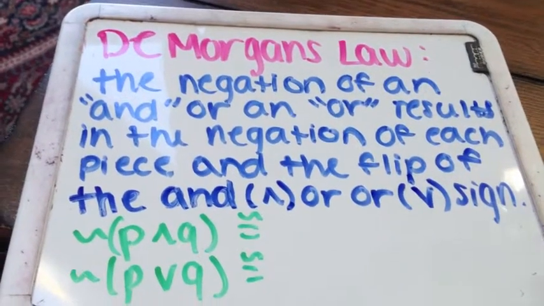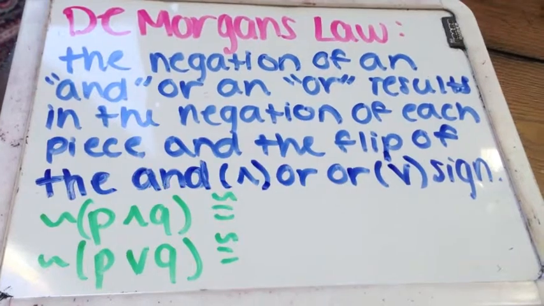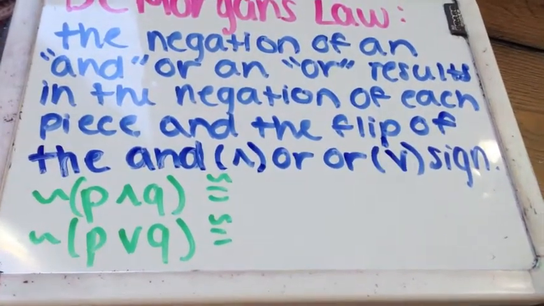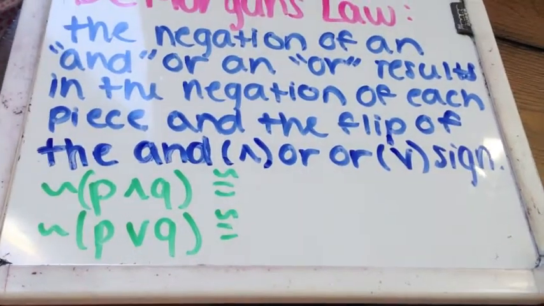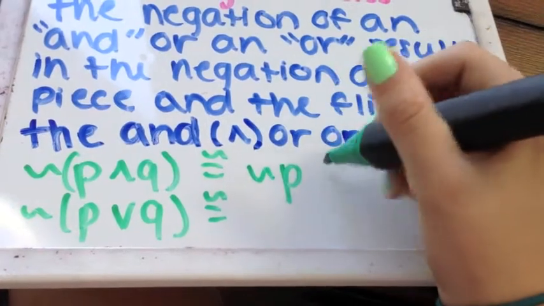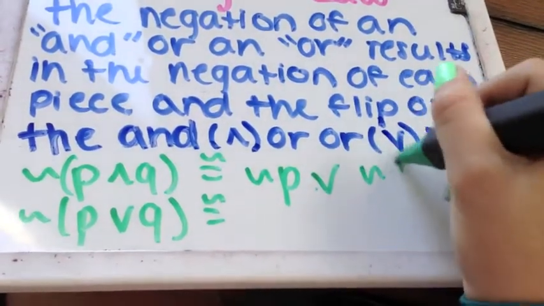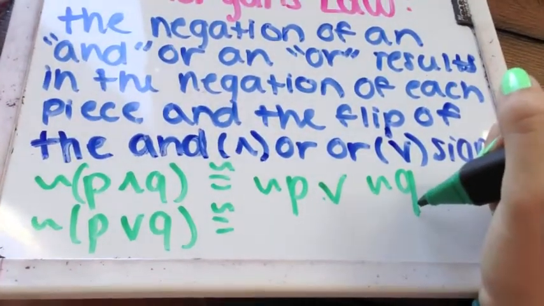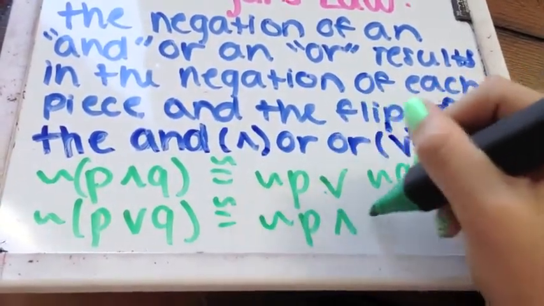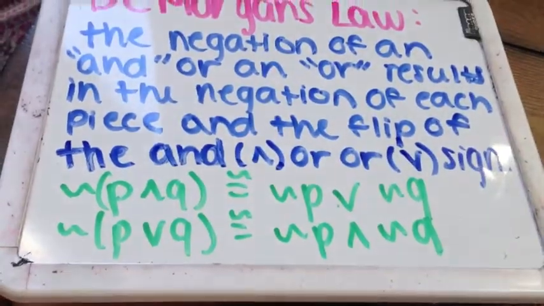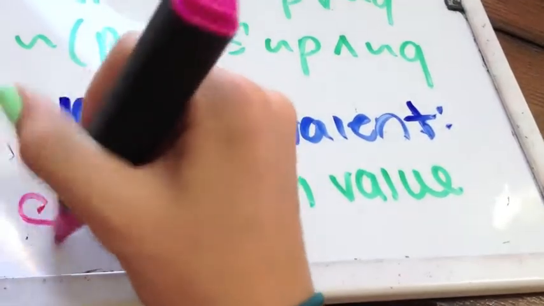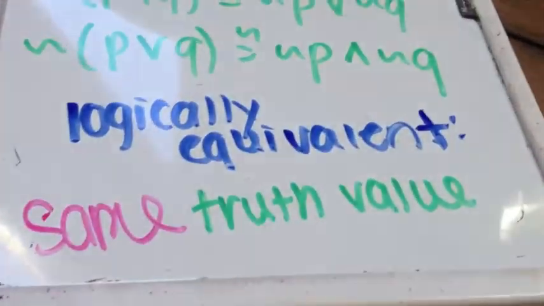De Morgan's law states the negation of an and or an or results in the negation of each piece and the flip of the and or the or sign. So the negation of P and Q is equivalent to not P or not Q, and the negation of P or Q is equivalent to not P and not Q. These two examples are logically equivalent, which means they have the same truth value.